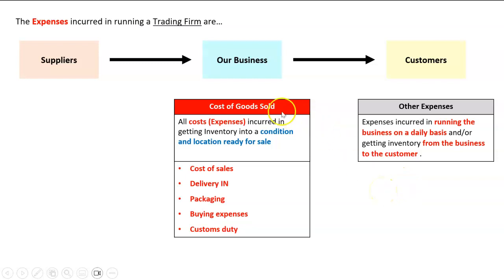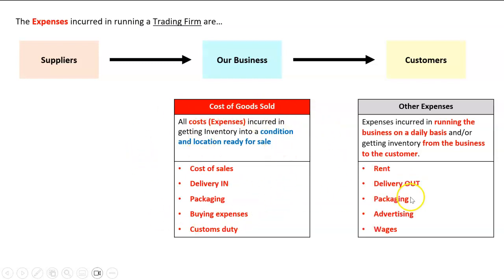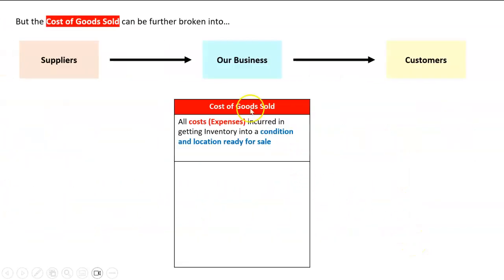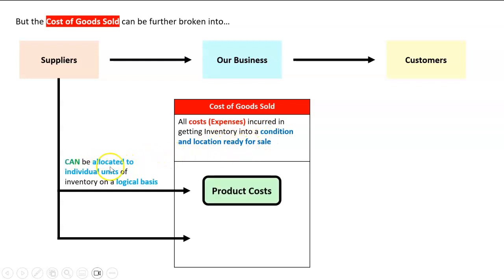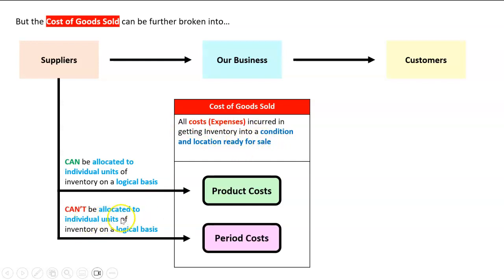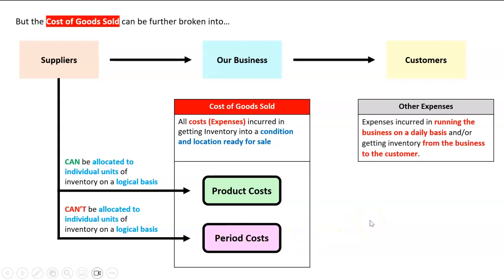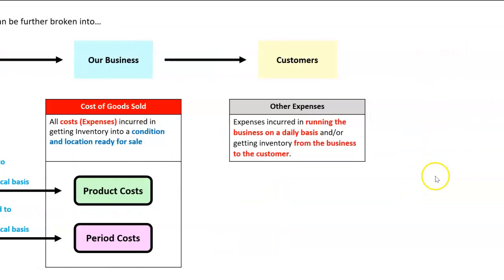So what we're going to do with this topic is just break down this cost of goods sold category a little bit. We're going to say there's actually two categories within the cost of goods sold. The expenses incurred to get inventory in a condition and location ready for sale that we can allocate to individual units of inventory on a logical basis, we're going to call those product costs. And the costs incurred to get inventory in a condition and location ready for sale that we can't allocate to individual units of inventory on a logical basis, we're going to call those period costs. And this can get very, very confusing. We'll still have other expenses, so they'll stay the same.